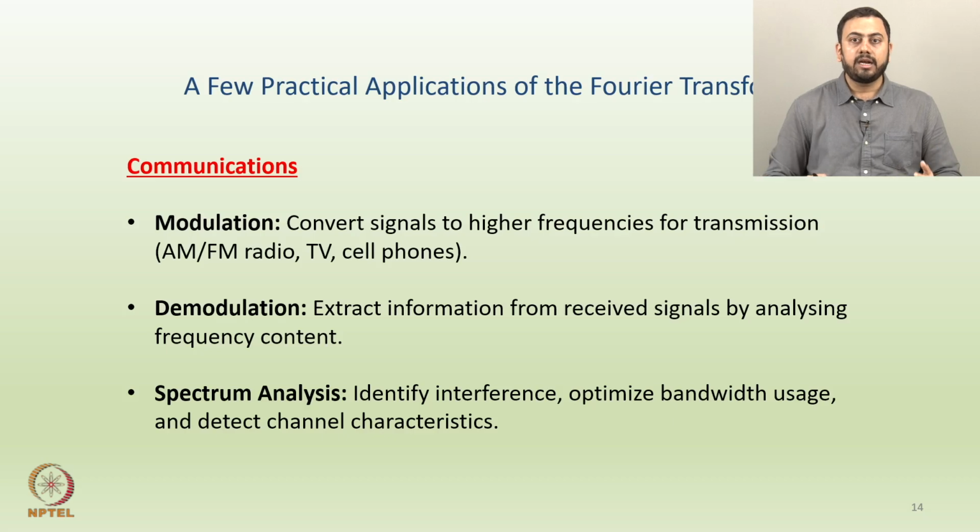Okay, and then the next thing where one can apply the Fourier transform is in communication. The first one is modulation. Let us say you want to convert some signals to higher frequencies for transmission, for example AM, FM radio, TV, cell phones, etc. So, it can be used in either modulation or demodulation. Demodulation means extracting information from received signals by analyzing the frequency content in them. The last thing could be spectrum analysis: identify interference, optimize bandwidth usage and detect channel characteristics.